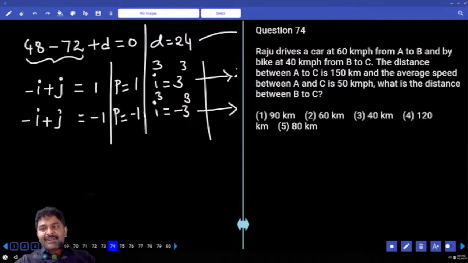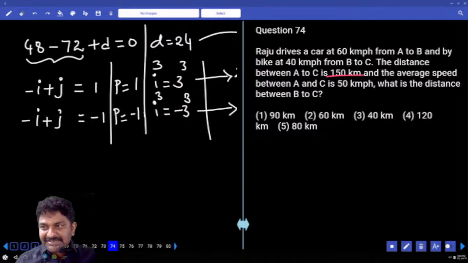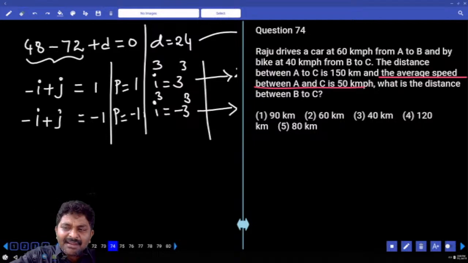Raju drives a car at 60 km per hour from A to B and by bike at 40 km per hour from B to C. The distance between A to C is 150. Clarity comes right here. From where to where did he go? First to B, then from B to C. A to B distance is not known. The average speed between A and C is 50 km per hour. What is the distance between B and C?